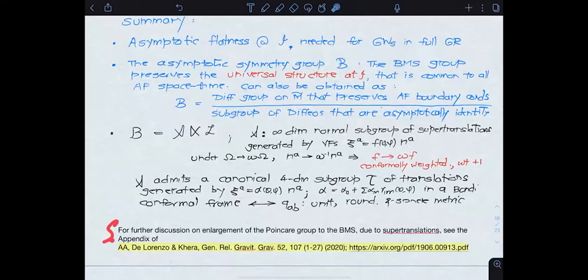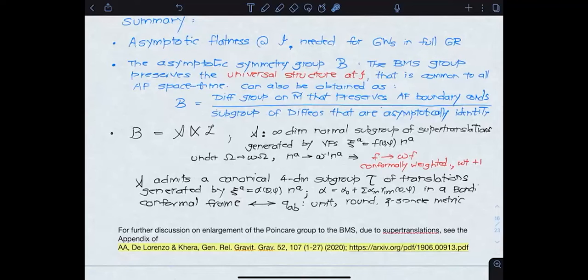I think I did not have this in the notes I circulated. So I just wanted to tell everybody that further discussion of the enlargement of the Poincare group to the BMS group due to supertranslations is given in the appendix of this paper. If you like, you can just copy down 1906.00913. Okay, so this is where we are.